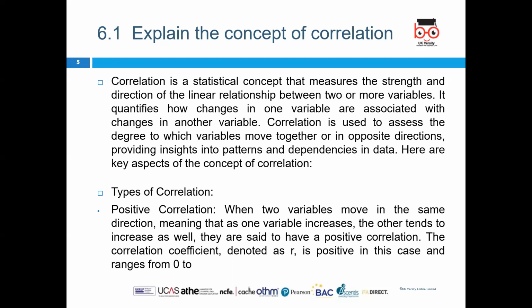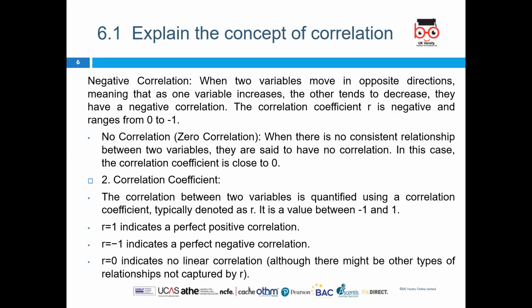The first one is positive correlation. When two variables move in the same direction, they are said to be positively correlated. In such cases, the correlation coefficient is greater than 0, so it's positive, and it ranges from 0 to 1. Negative correlation: when two variables move in opposite directions, the variables are said to be negatively correlated. In this case, the correlation coefficient varies from 0 to -1.